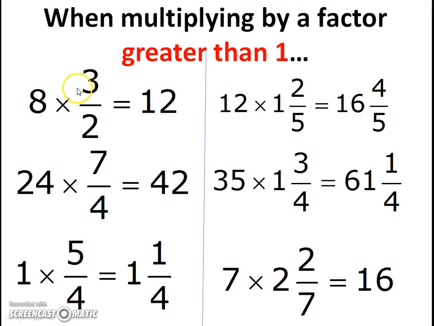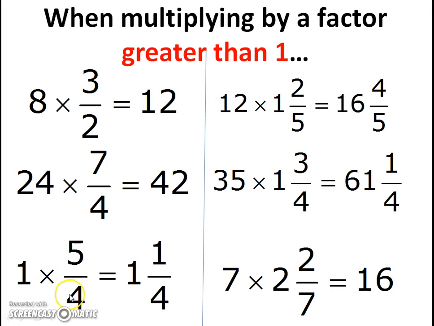8 times 3 halves equals 12. 12 is greater than 8 because 3 halves is an improper fraction, and improper fractions are greater than 1. When multiplying 24 times 7/4, your product is 42. 42 is greater than 24 because 7/4 is also an improper fraction, and improper fractions are greater than 1.